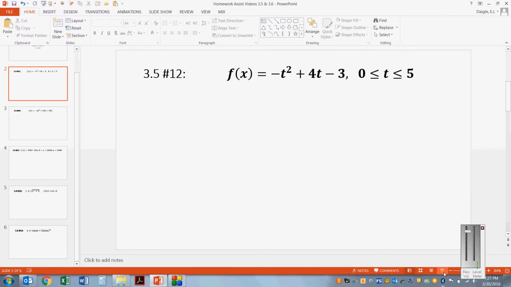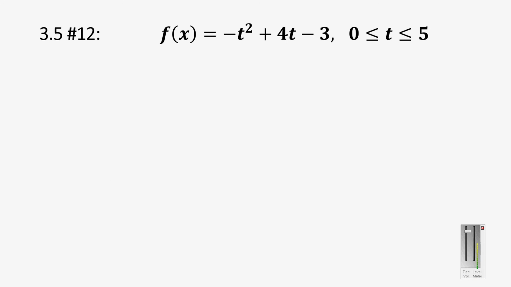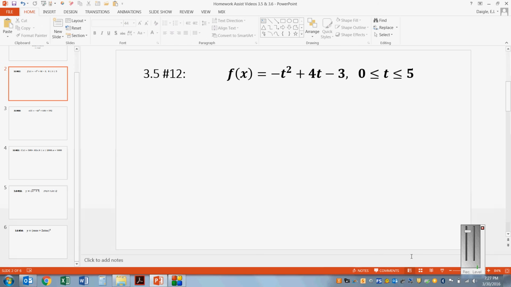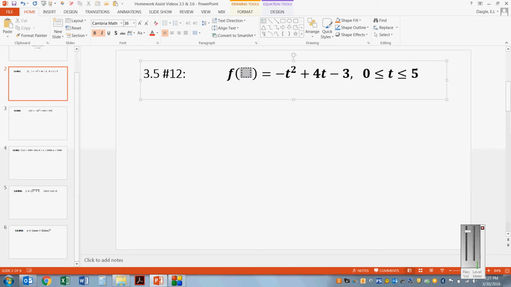All right, 3.5, number 12. So looking at 3.5, number 12, let me fix this real quick. It's not f of x, it's f of t. So let's fix that first. There we go.